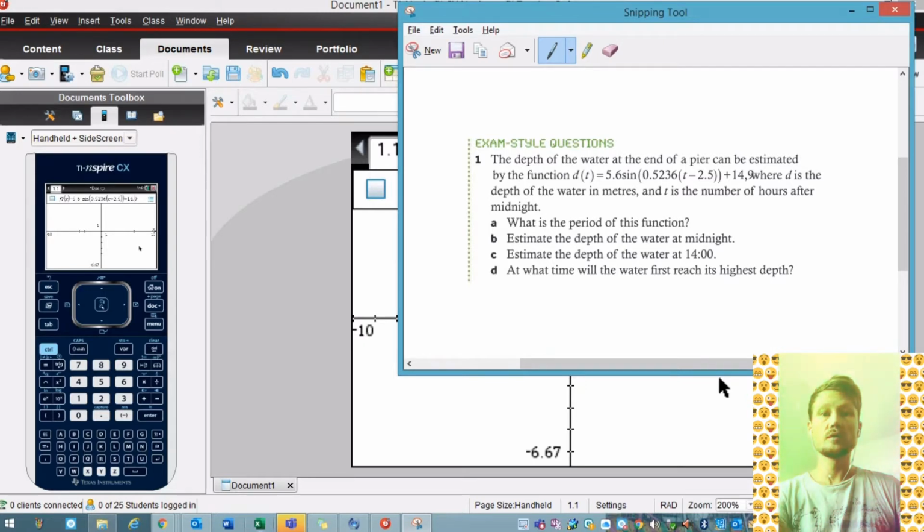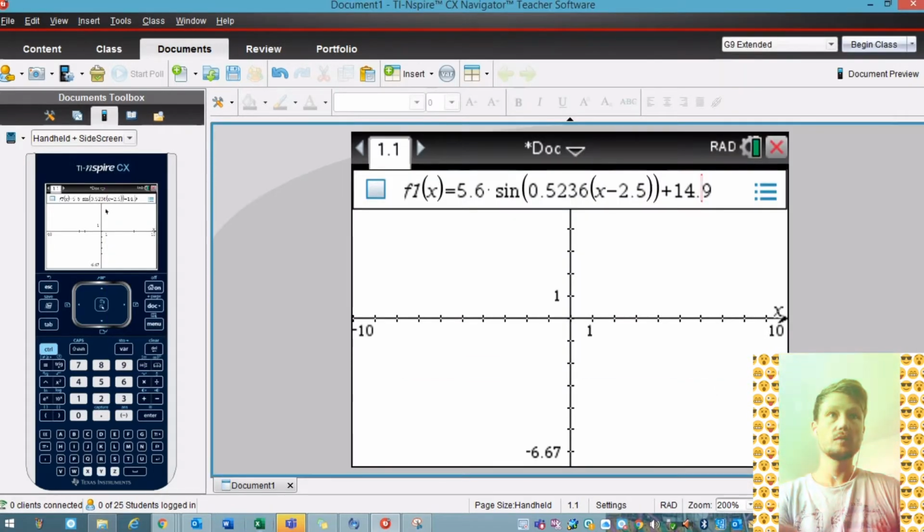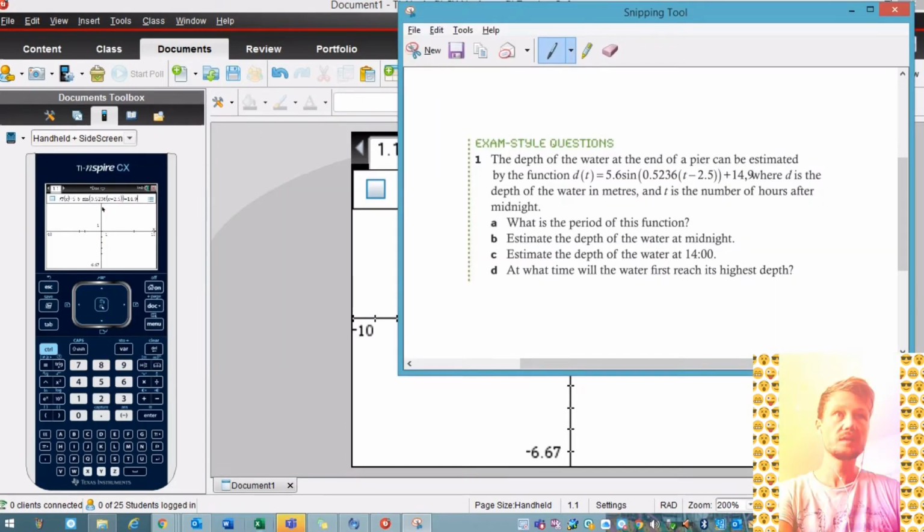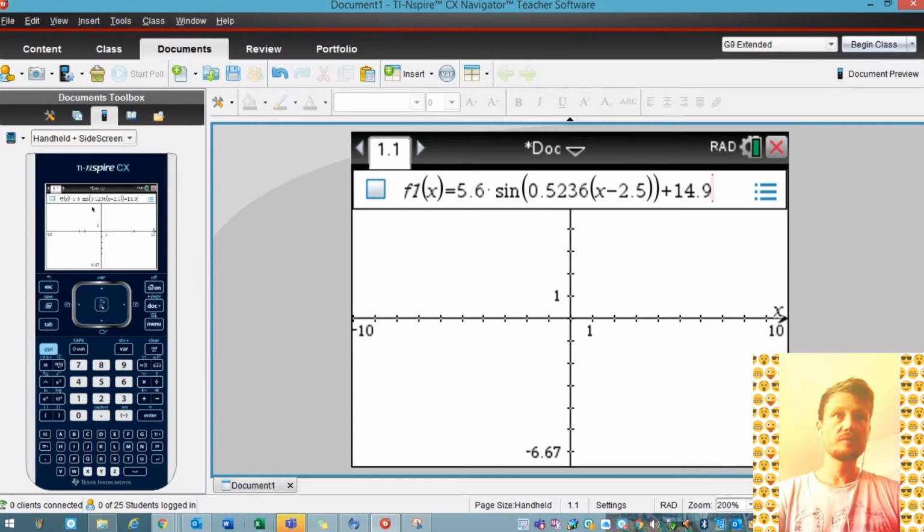So here's the question, which, if you're using a computer, you can copy this text and paste it in, or you can manually type it out. Just make sure that you have a multiply sign in between the 5.6 and the sine, and that you've got your brackets in the right places. The most important thing is that you use x and not t, because it's in terms of the variable x when we do graphs. You see that it's in terms of variable t. Then just check that the function's correct.